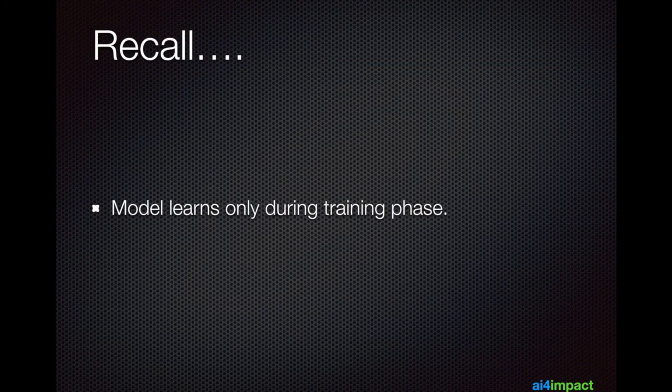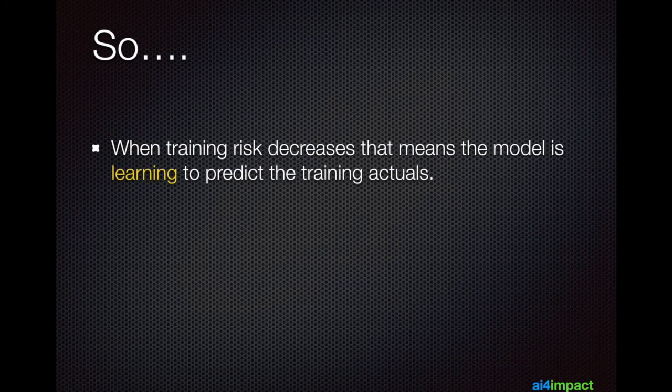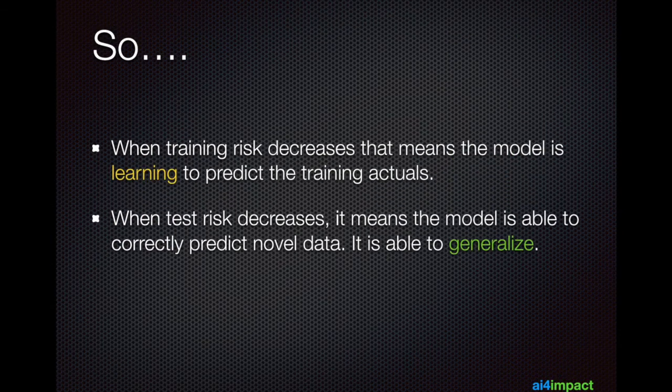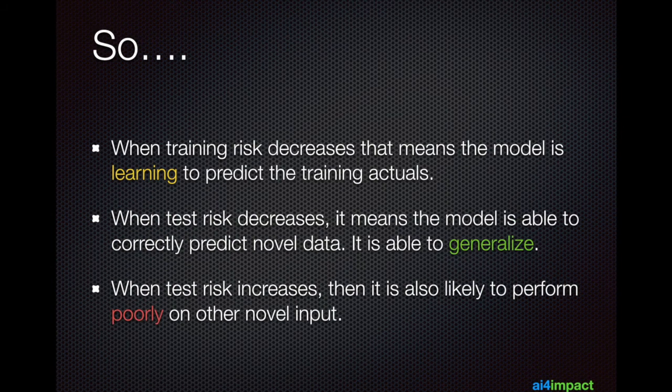If you recall that the model learns only during the training phase, and no learning is done on the test phase. Therefore, when the training risk decreases, this means that the model is learning to predict training actuals. When the test risk decreases, it means that the model is able to correctly predict novel data, in other words, data it has never seen before. It is able to generalize. When the test risk increases, then it is also likely to perform poorly on other novel input.